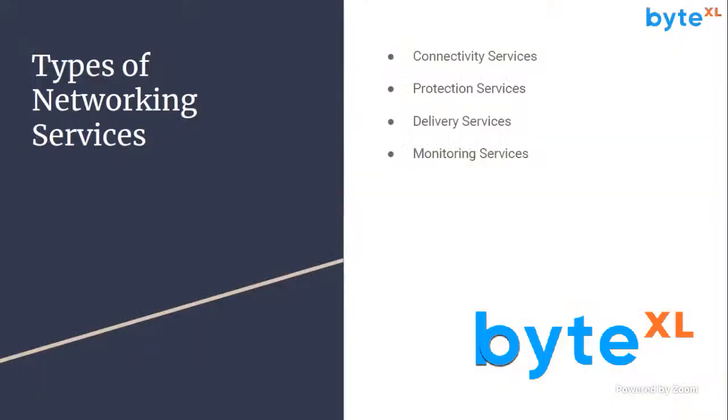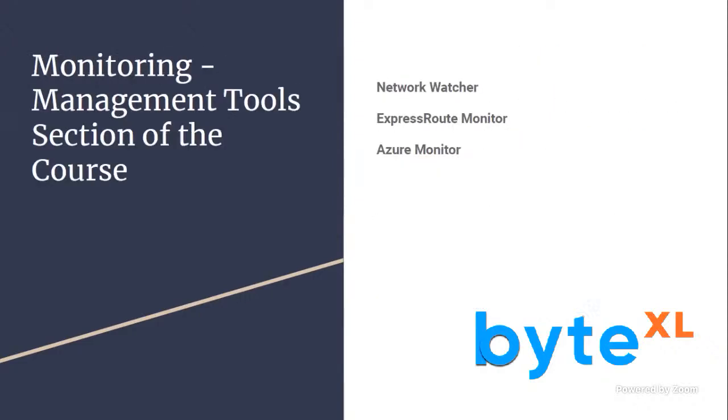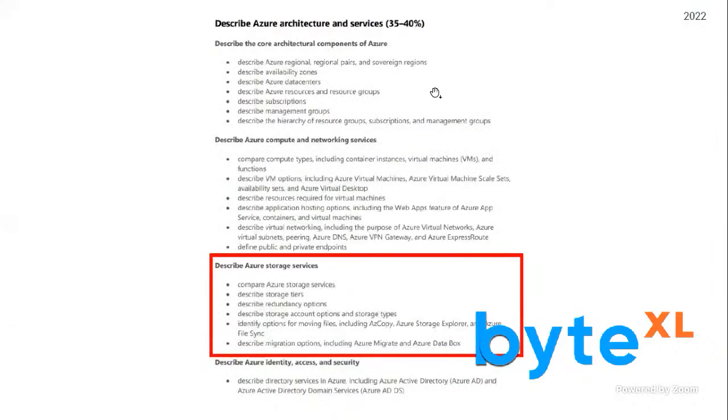Cool. So we have discussed a lot of things with respect to networking, and we have discussed the monitoring services and all: connectivity, protection, delivery, monitoring and management tools, that is the Network Watcher, ExpressRoute Monitor, Azure Monitor. In depth, we are going to discuss this in module 3 as well. So we are able to complete the second subtopic of Azure. We tried to understand much more about virtual machine options and the computing types, and also virtual networking, including the DNS, VPN, and all, ExpressRoute, public and private endpoints, and all.